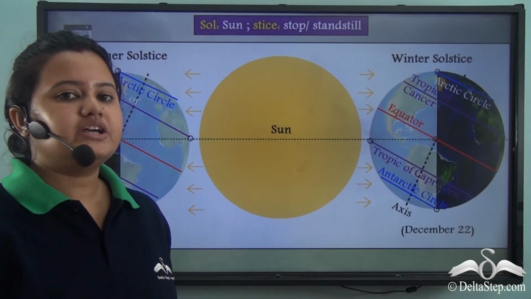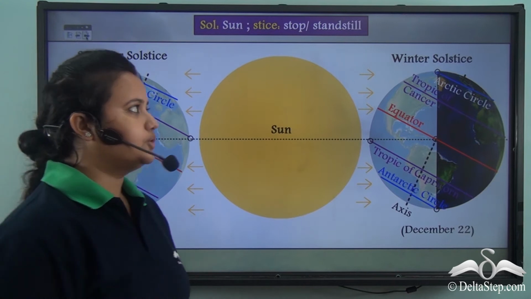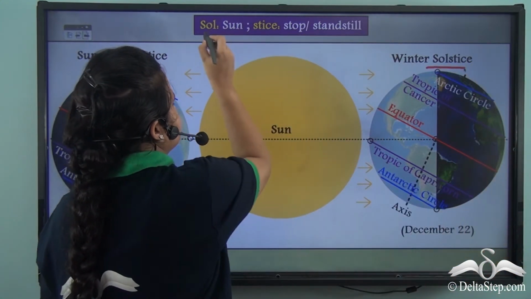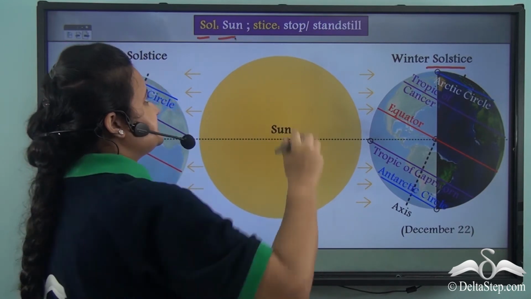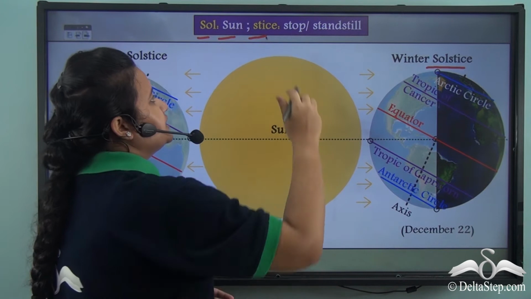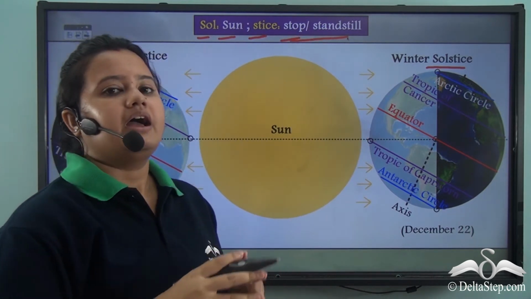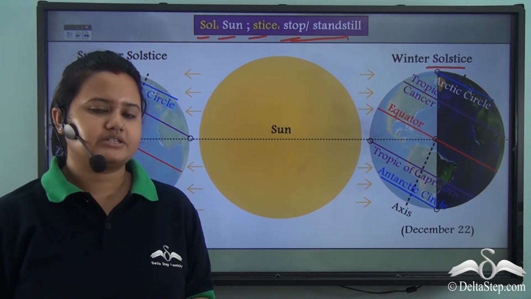Now I just mentioned that these moments of the year are known as solstice, where sol means sun and stice means stop or stand still. Now why are these phenomena known as solstice?